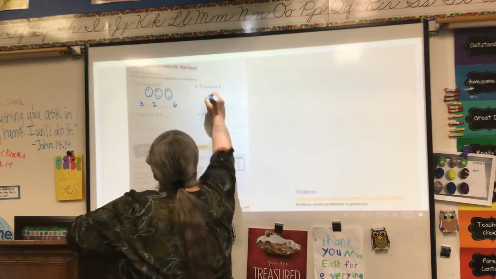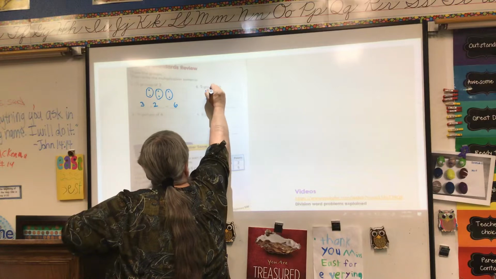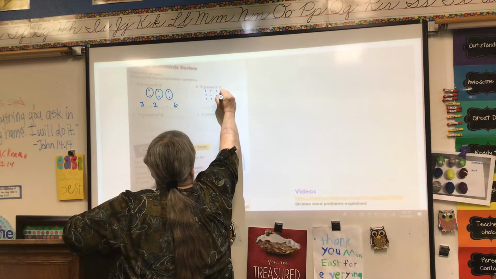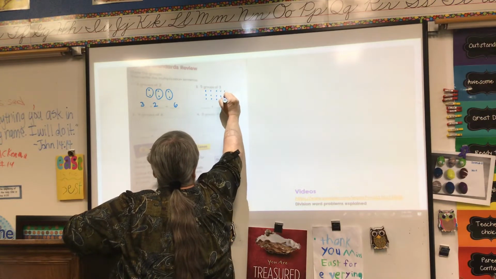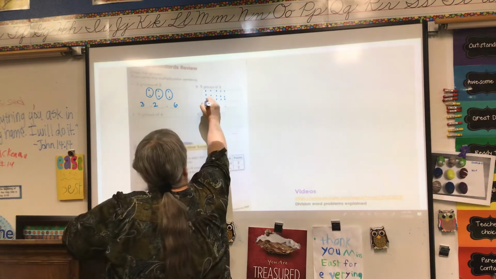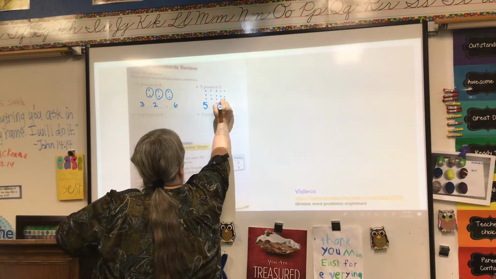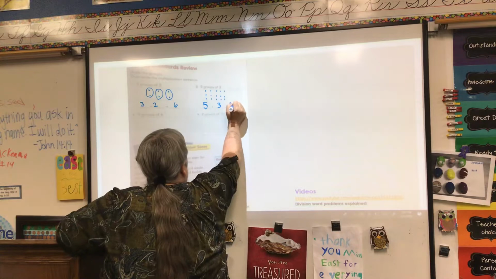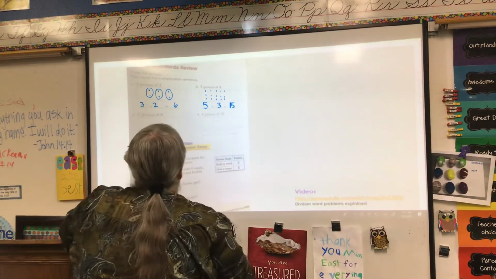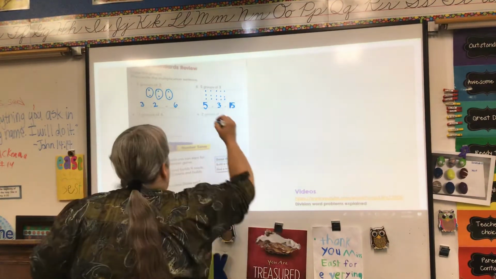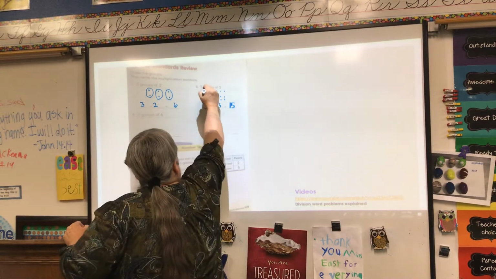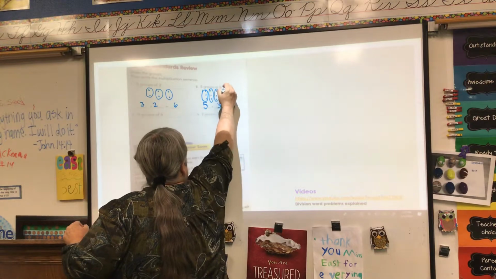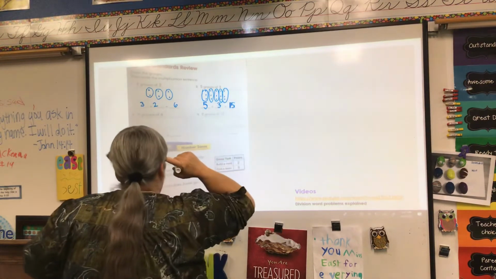This one says 5 groups of 3. 1, 2, 3, and so on for 5 equal groups of 3. 3, 6, 9, 12, 15. So that's 15. And here are my groups. I'm going up and down instead of having my rows go across. So I'm doing it a little differently today.